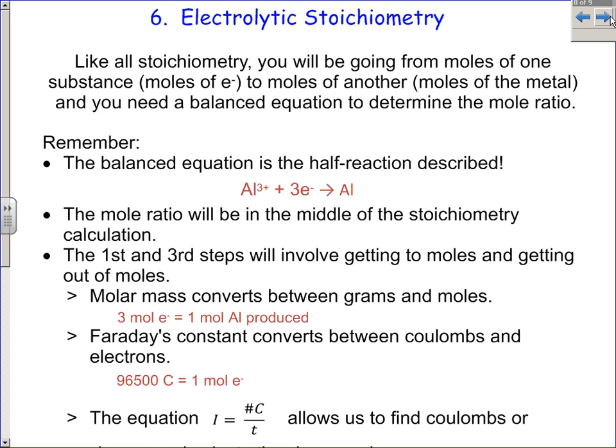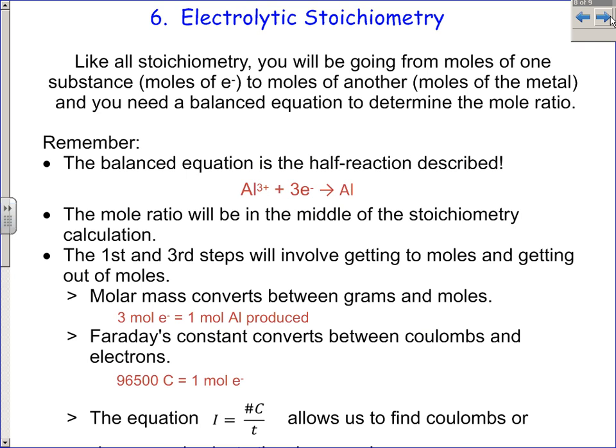So if it's talking about molten aluminum or aluminum chloride becoming aluminum metal, that's Al3+, and it's becoming Al. I've got to add 3 electrons to the left. So first establish the reaction that's talked about in the problem. The electrons may be on the left or the right. In the end, what's really important is the numbers involved. That's where we get our mole ratio. Now remember, in all stoichiometry, we're always going from one thing to another. That actually comes in the middle of our problem.